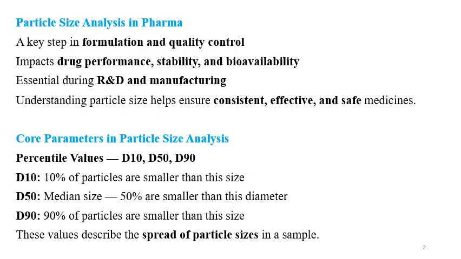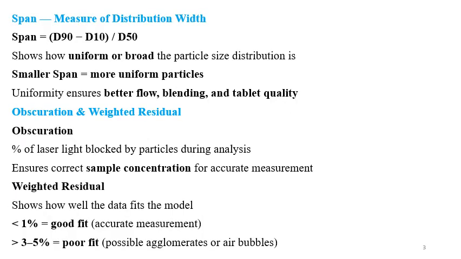And when you give the specification of D10, D50, D90, that means you are providing the specification with 3 tiers. These values describe the spread of particle sizes in a sample. Then span. So it is a measure of distribution width. Span means D90 minus D10 divided by D50. It shows how uniform or broad the particle size distribution is.